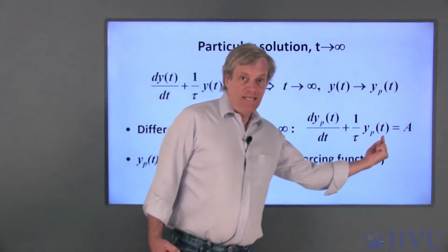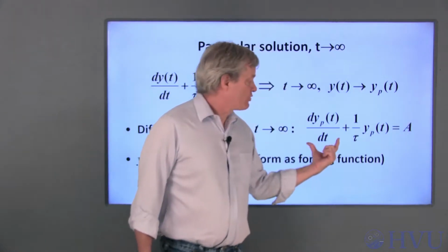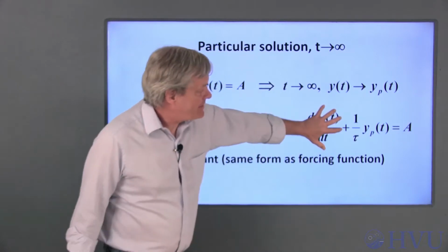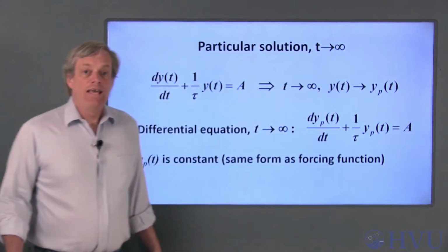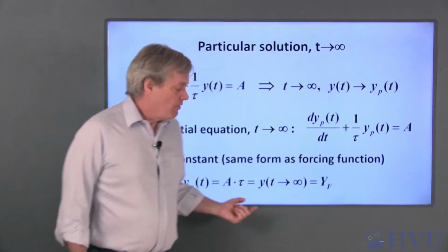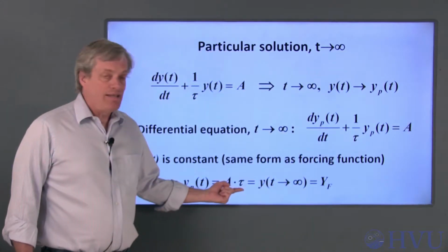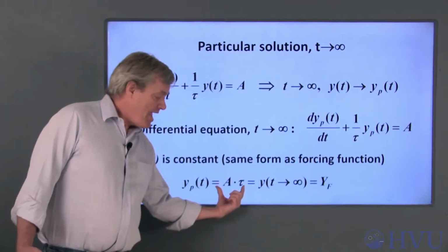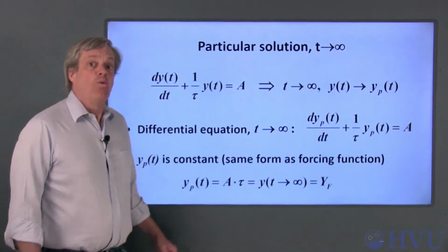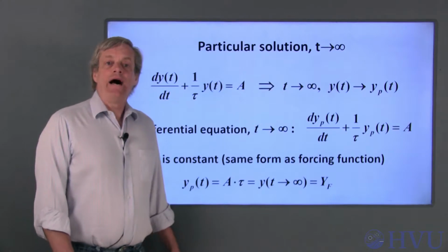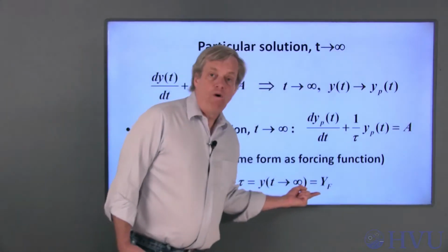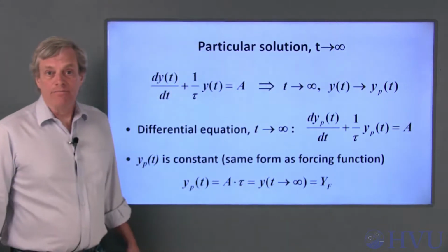If y sub p of t is a constant, then the derivative of y sub p of t with respect to time is 0, and this term is 0. If I then multiply both sides by tau, I get y sub p of t is equal to a times tau. Since both a and tau are constants, the particular solution is a constant, which is equal to the value of y of t as time goes to infinity. I'll call this value y sub f for y final.